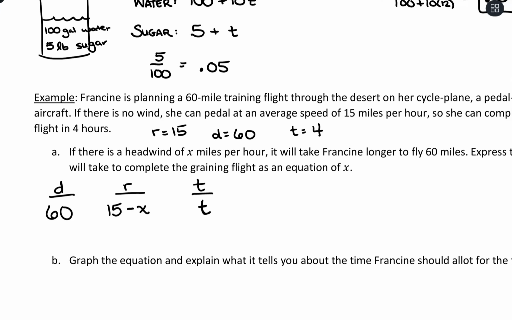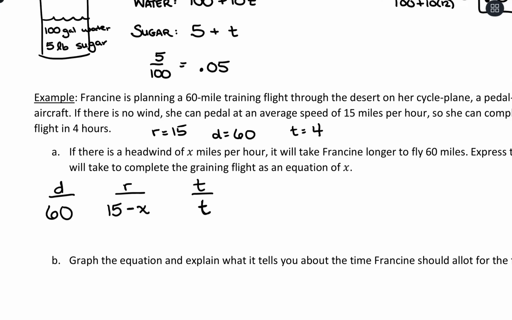Then from there, the amount of time increases as the headwind increases. So depending on how strong the headwind is, we need to allot more time. And as that headwind gets closer and closer to 15 miles per hour, just think about if it was at 15 miles per hour, we wouldn't be able to move. The plane couldn't move at all. So in order to be moving, we have to have a headwind of less than 15 miles per hour. And from there, it takes longer and longer.